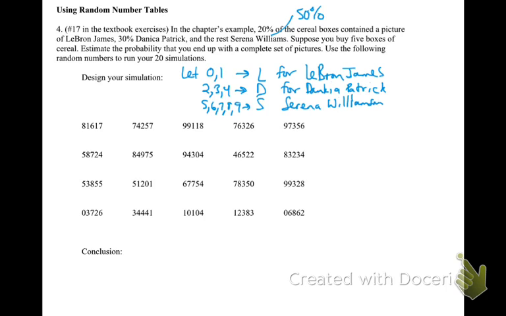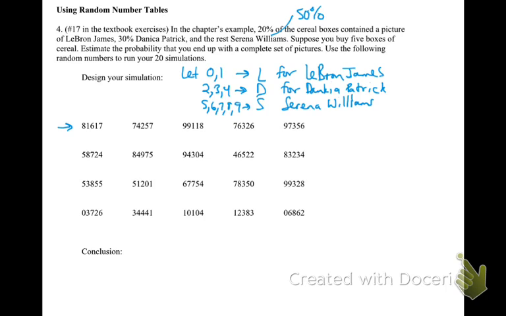What you're going to do now is take the time, Serena Williams. We're going to take the time to find out how many of these simulations, of these 20 boxes of 5 essentially, that you buy, contain at least one of each. So you have to have a complete set of pictures. So there needs to be an L, a D, and an S in these. So just as an example, the first 5, I'm going to find out which pictures are included in these 5 boxes.